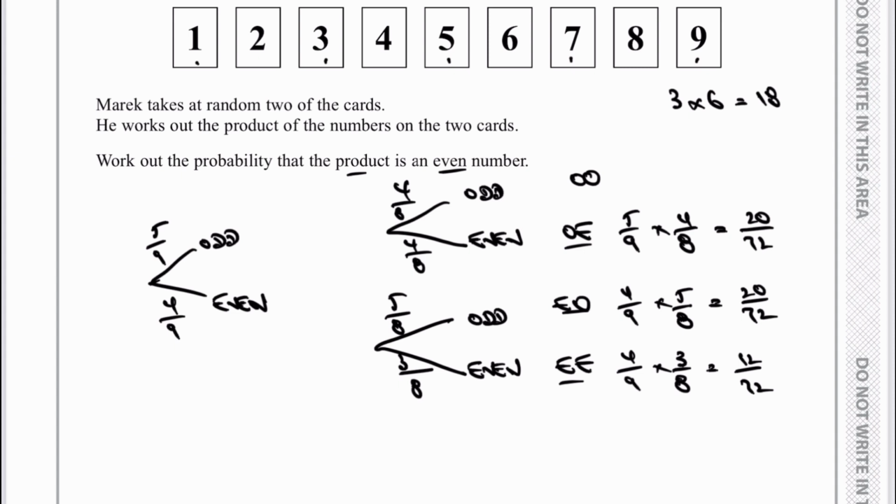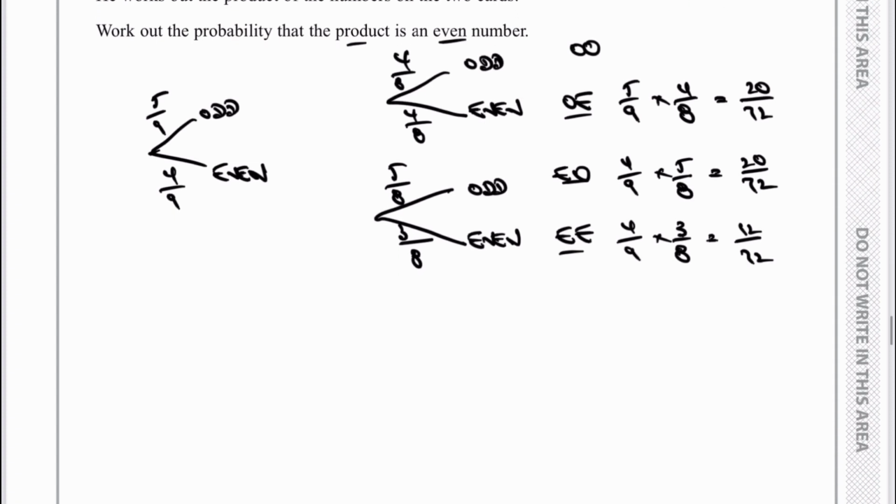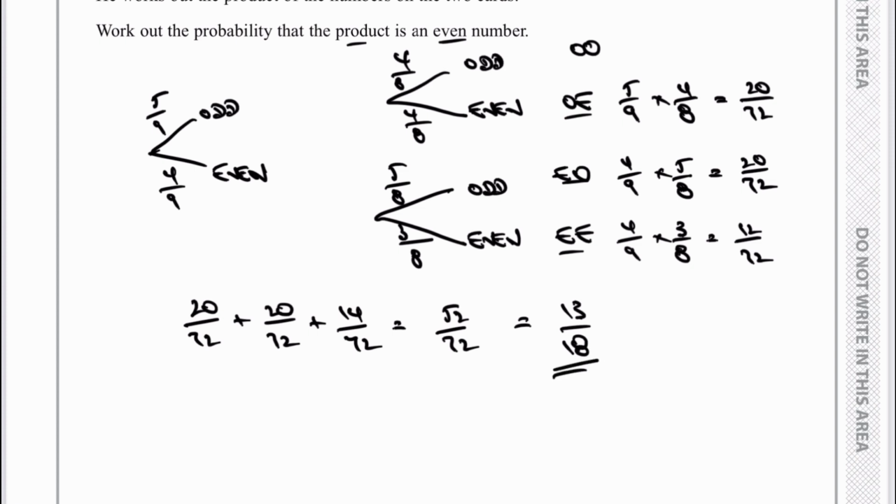So the probability that the product is an even number is going to be the sum of each of those fractions. So I would always suggest that you don't, however tempting it might be, reduce those fractions until you've actually answered the question, which in this particular case is adding them all up, and that's going to give you 52 over 72. If you key that into a calculator, it will actually reduce to 13 over 18, which is the answer to that particular question.